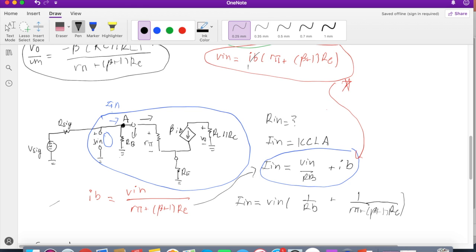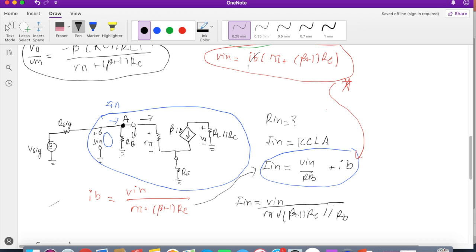So we're left with this. We notice that this right here inside the bracket is simply just 1 over these two resistances in parallel. So we can actually rewrite this as, so remember, 1 over REQ equals 1 over R1 plus 1 over R2. So we can simply write V in over R pi plus beta plus 1 RE in parallel with RB. So this is going to be a function of I in.